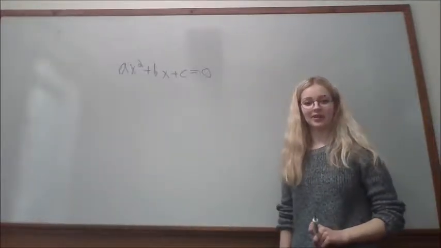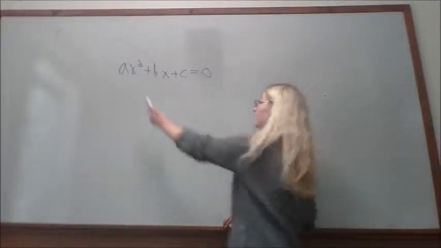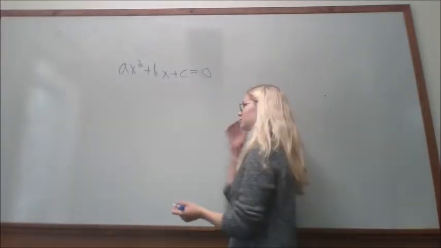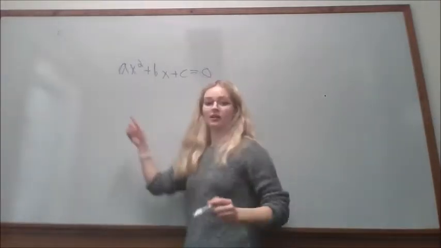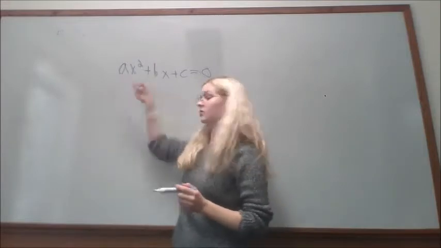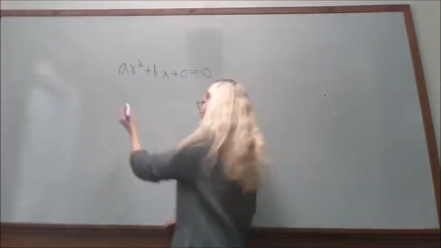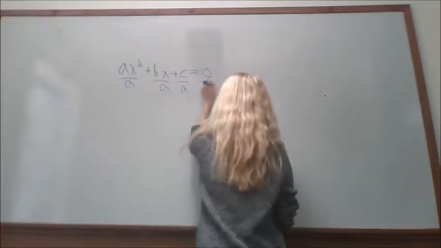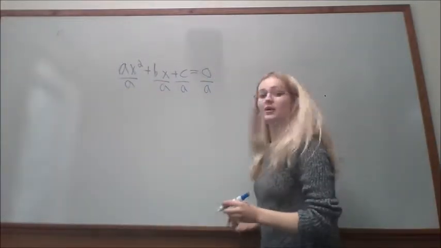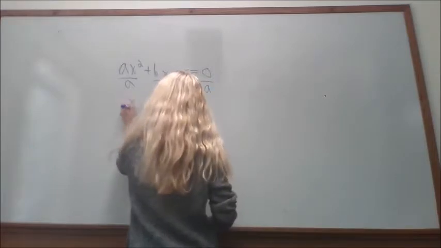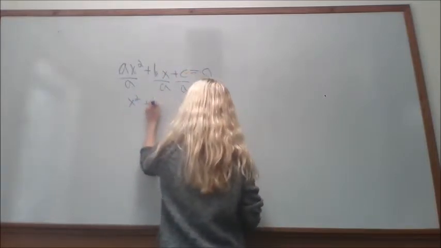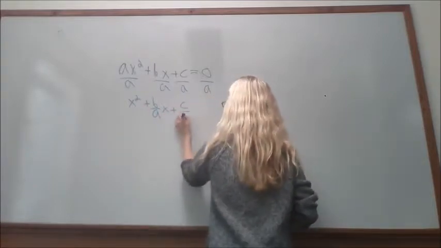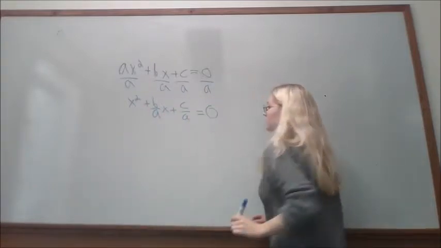Hi, today we want to find the quadratic formula from ax squared plus bx plus c equals 0. So first we want to make sure that the coefficient of x squared is 1. So we divide everything by a. So we get x squared plus b over a x plus c over a equals 0.